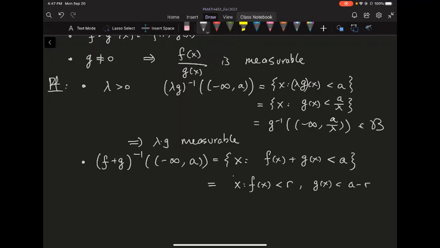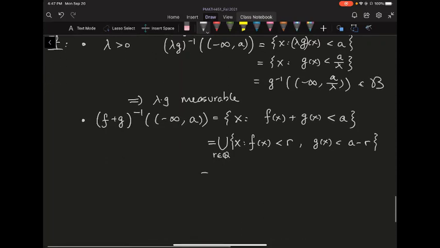So here r can be really anything. I want it to be a countable union or intersection. So to make it countable, I can just let r be in Q. You can convince yourself these two are really the same. Depending on how large your f of x is, you can pick some rational number r that's close enough to f of x, and you can make some room to make g of x less than a minus r.